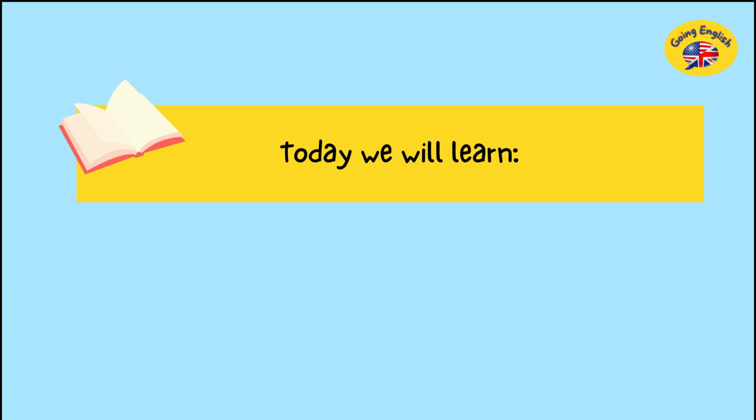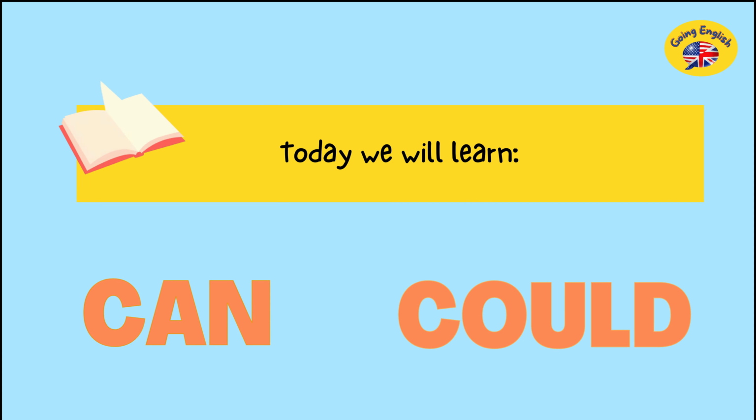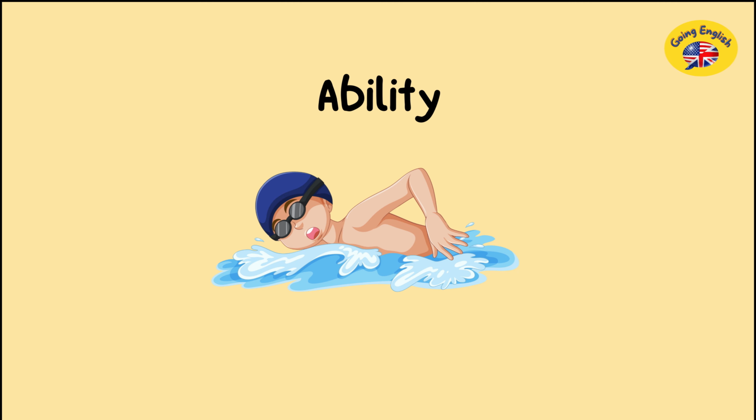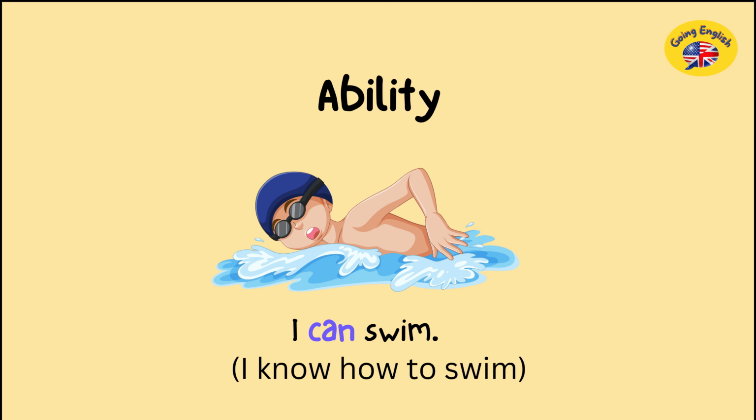Today we will learn two modal verbs, can and could. Let's start with the modal verb can. I use can to talk about ability. Example, I can swim. That means I know how to swim.